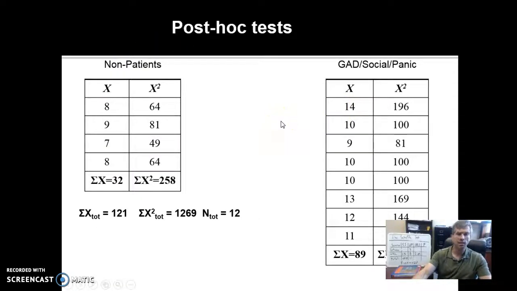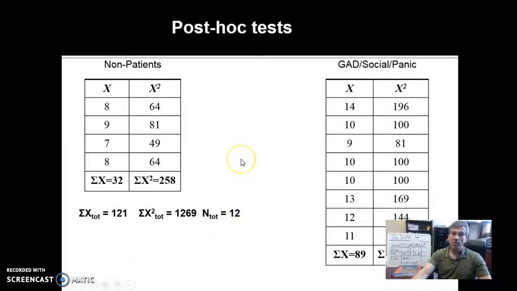So here's what our new data set looks like. Notice our non-patients group hasn't changed. Neither has sigma x or sigma x squared. Now, these are the other 3 groups that have just all been combined together. We have sigma x's and sigma x squared for them as well. All of the total figures don't change. It's the same 12 scores, so they couldn't change. We don't even have to recalculate these.